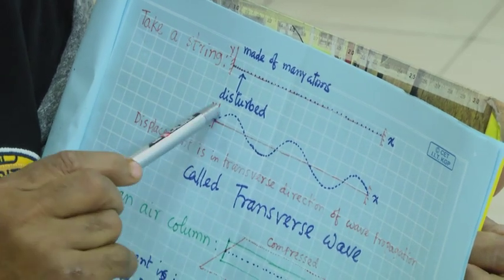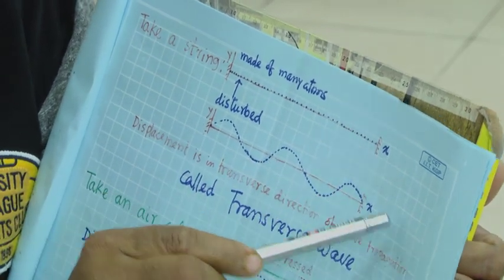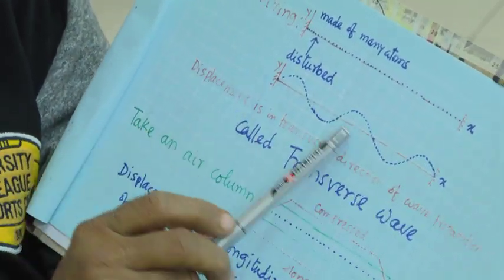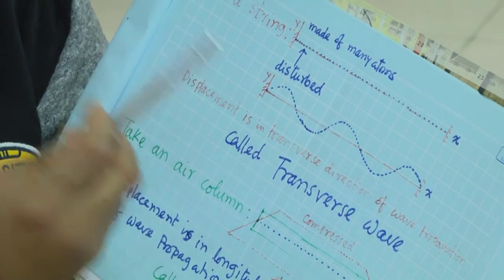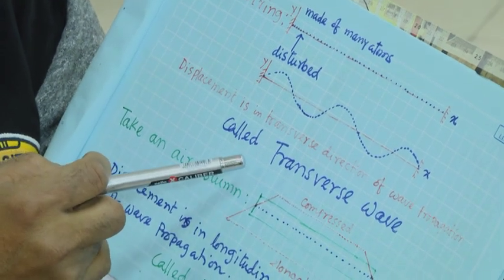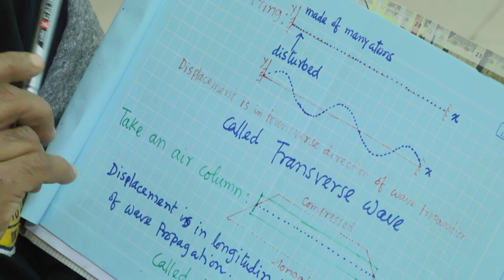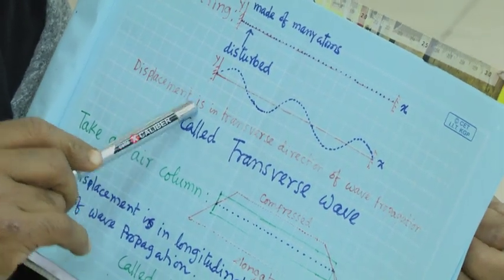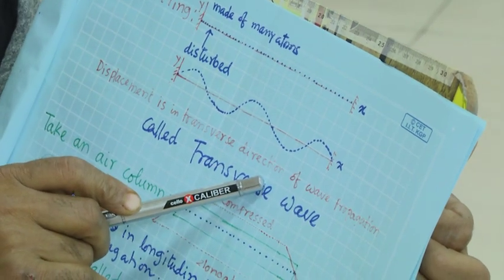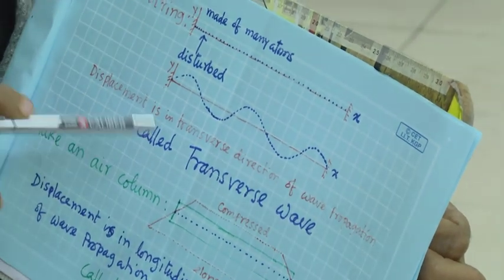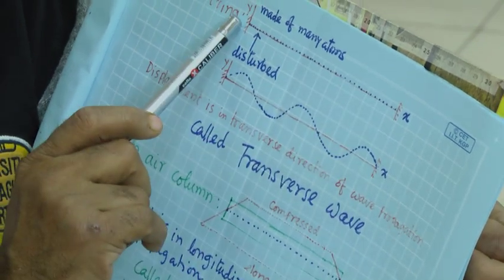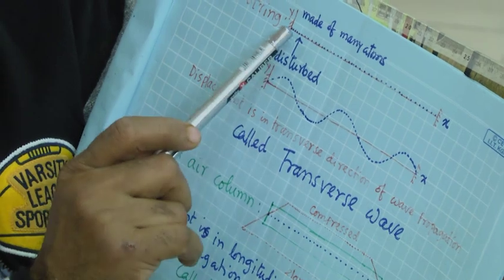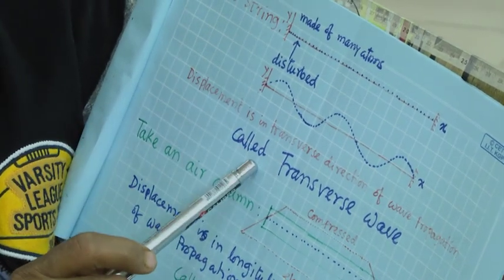So at different times, this form changes. So this is the concept of wave. So when that displacement is in a transverse direction, or the perpendicular direction to the motion of the wave, then that wave is called the transverse wave.